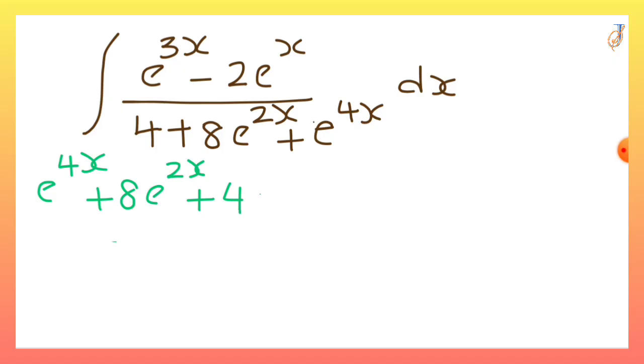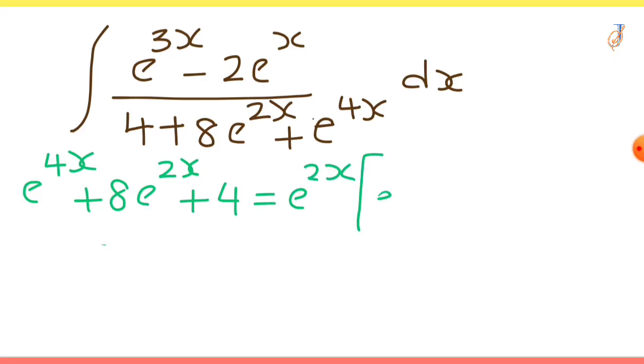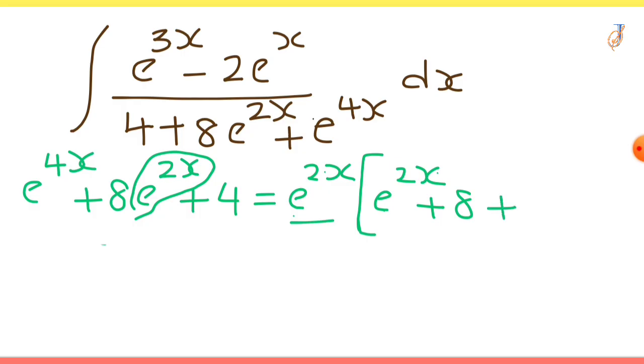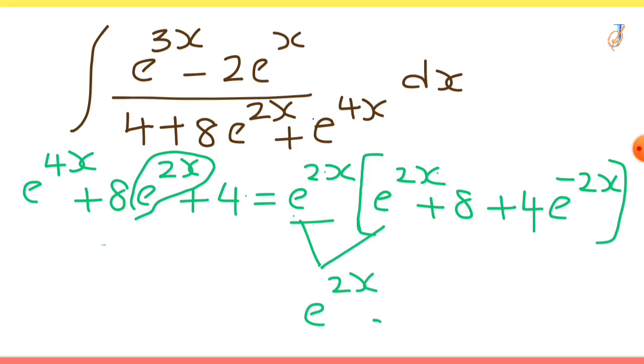From here, if you take e^(2x) as common, you are left with e^(2x) + 8, and already we have e^(2x) as common, then plus 4. Here we don't have the e^(2x) form, that's why we write e^(−2x). So the first two terms, if you multiply e^(2x) times e^(2x), when the bases are the same, we can add the powers. So e^(2x+2x) gives us e^(4x), same as the first term.